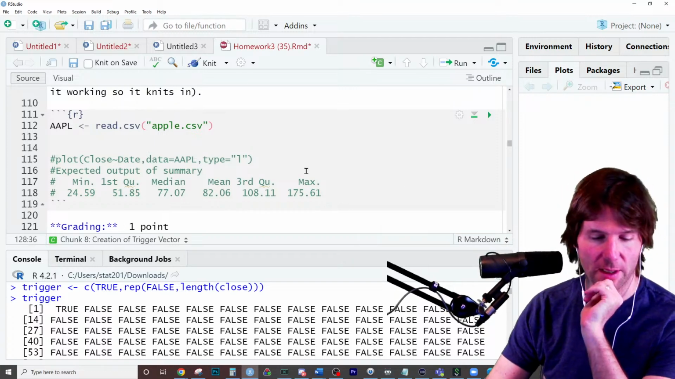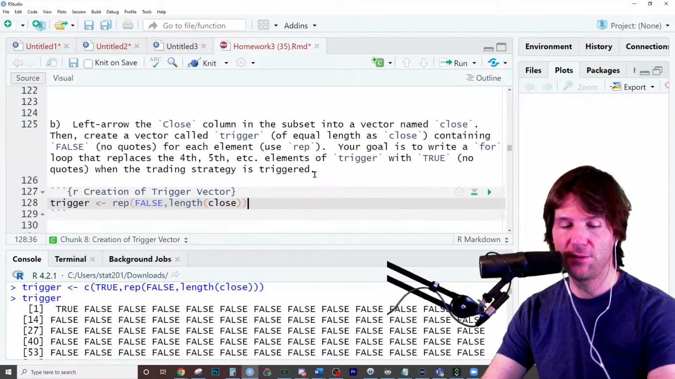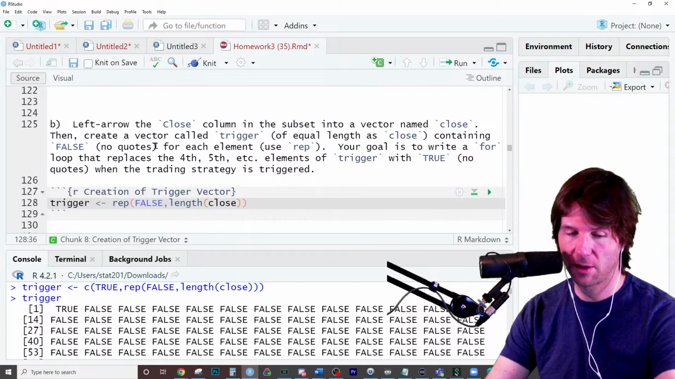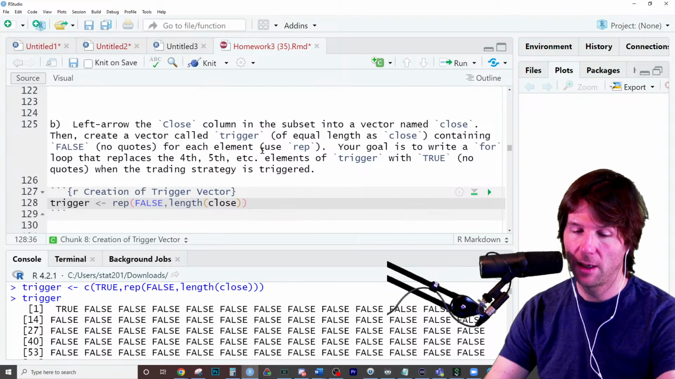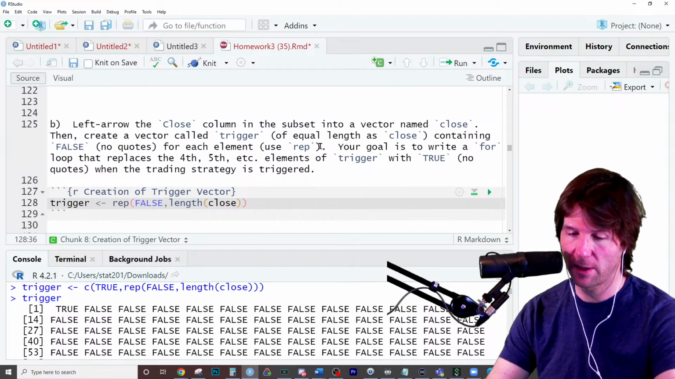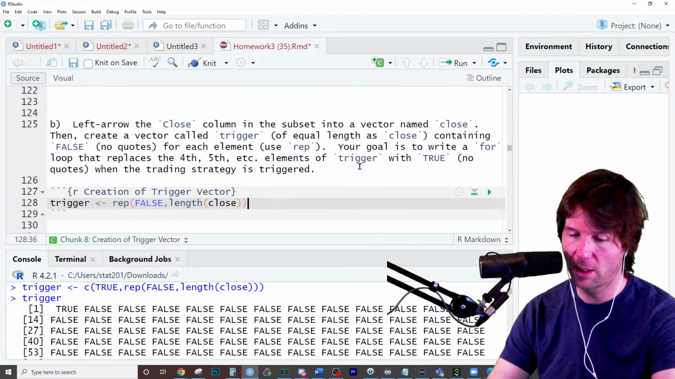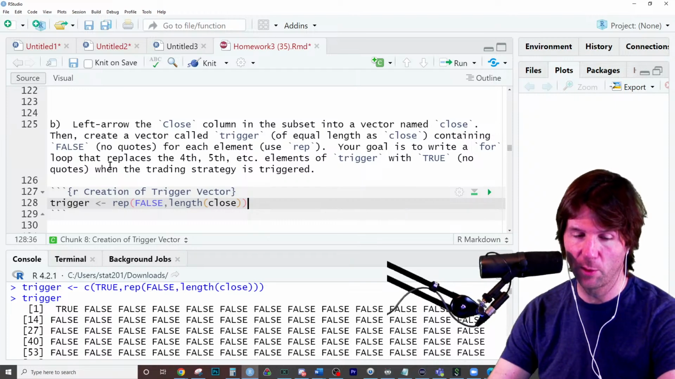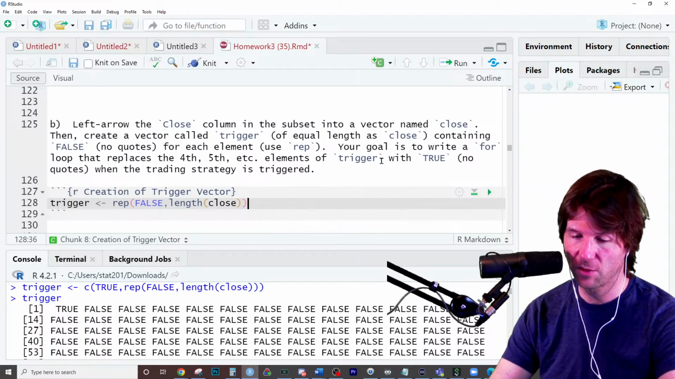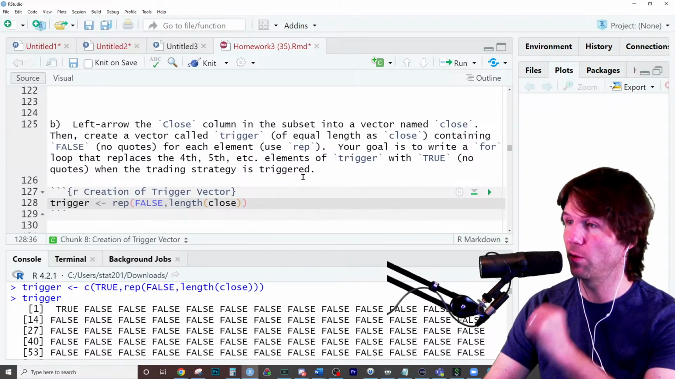3B is right here. Left arrow the closed column into the subset of vector name closed and create a vector called trigger of equal length of closed. So we just did that right there. Containing false, no quotes for each element using rep. There we go. Your goal is to write a for loop that replaces the fourth and the fifth elements of trigger with true, no quotes, when the trading strategy is triggered.